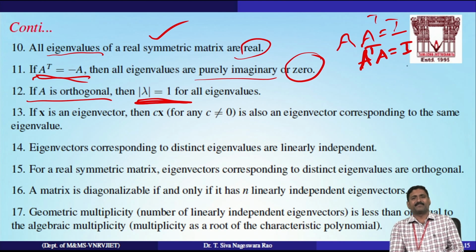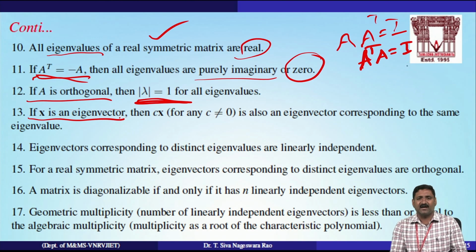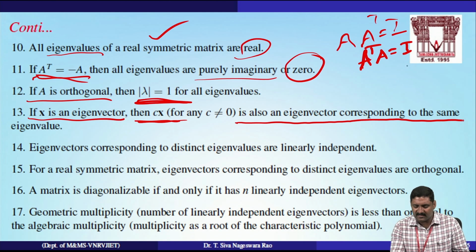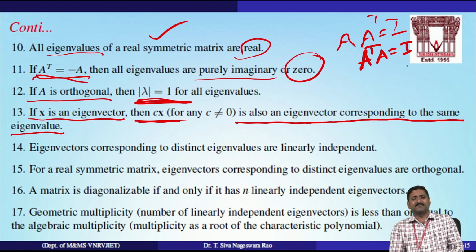Now we will discuss the properties of eigenvectors. If capital X is an eigenvector, then C times X is also an eigenvector corresponding to the same eigenvalue. It means if capital X is an eigenvector corresponding to the eigenvalue lambda of the given matrix capital A, then C into capital X is also an eigenvector corresponding to capital A.